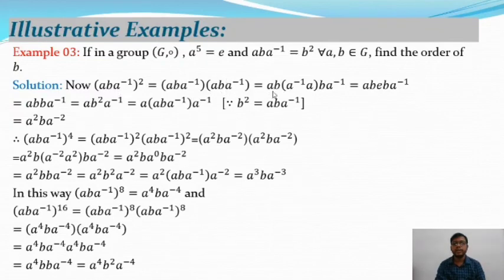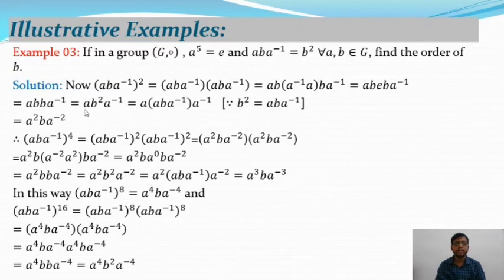ab into a inverse composition a, that means a inverse a into b a inverse, is equal to, you know that a inverse a, by the inverse property of a group, is equal to e. So from this we get ab into e into b a inverse, which equals ab into b into a inverse. Here e is the identity element.